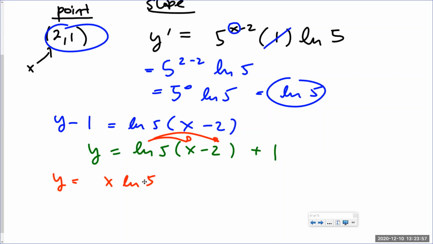So ln of 5 times x, and then if I distribute this, this would be minus 2 ln of 5, and then plus 1. Is everybody good with that? So this could be your answer.